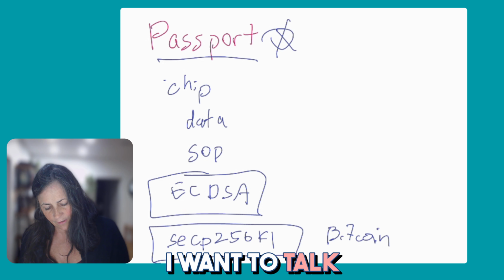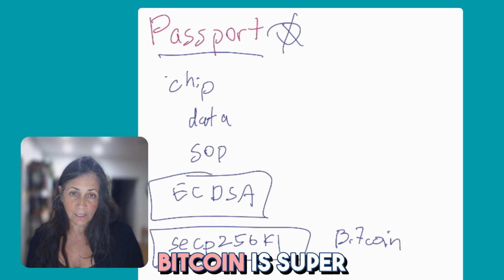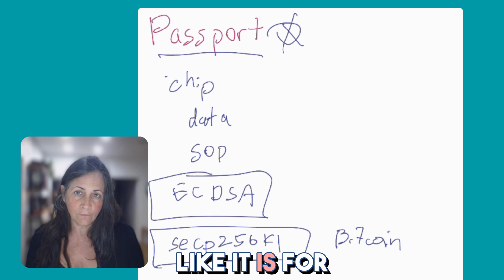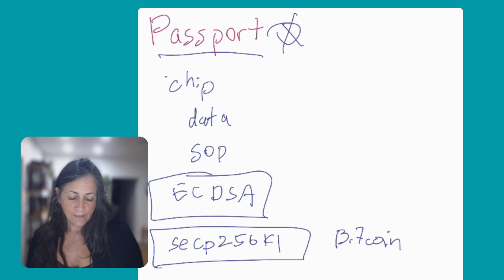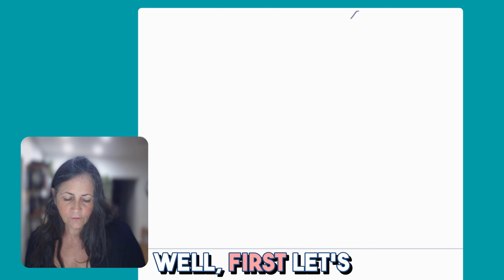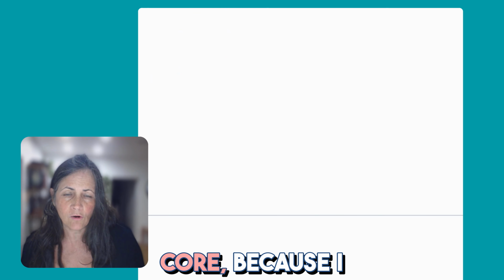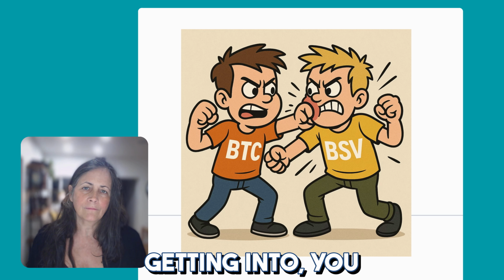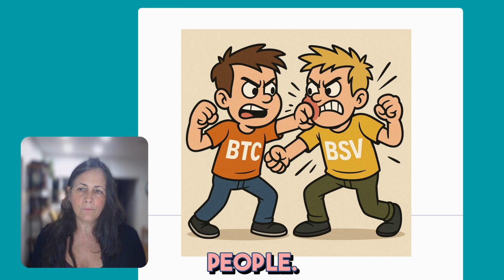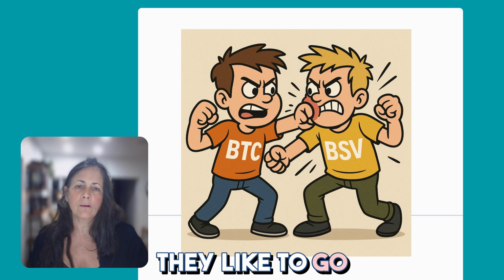What else do I want to talk about with this? So ECDSA, the signature in Bitcoin, is super important, just like it is for your passport. Why is it important in Bitcoin? Well, first, and I don't usually talk about the other chain called BTC Core, because I don't really like getting into arguments with people. It's just not my style. Other people like to do that. They like to go have fights on X.